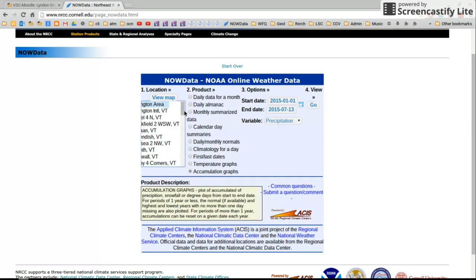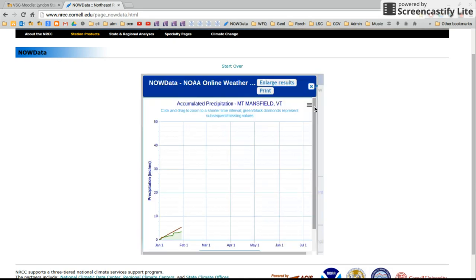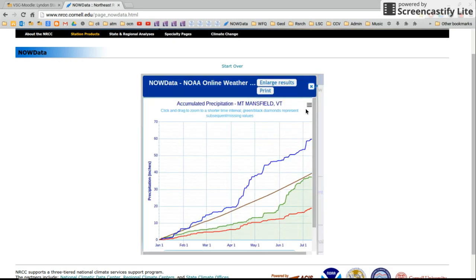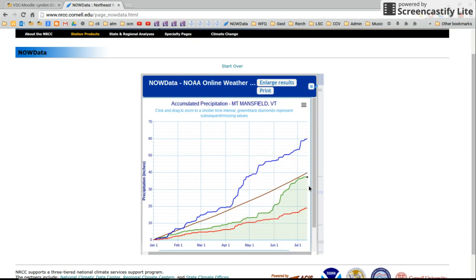If you look at Mount Mansfield, let me make sure I can find it here. Yes, there it is. If you look at Mount Mansfield and you look at the same cumulative precipitation graph, what you'll notice is that about twice as much precipitation has fallen. You will see that the 2015 accumulation is about 37 inches, and that compares to a normal accumulation of about 40 inches. In any case, that's about twice the amount that's been observed at Burlington.